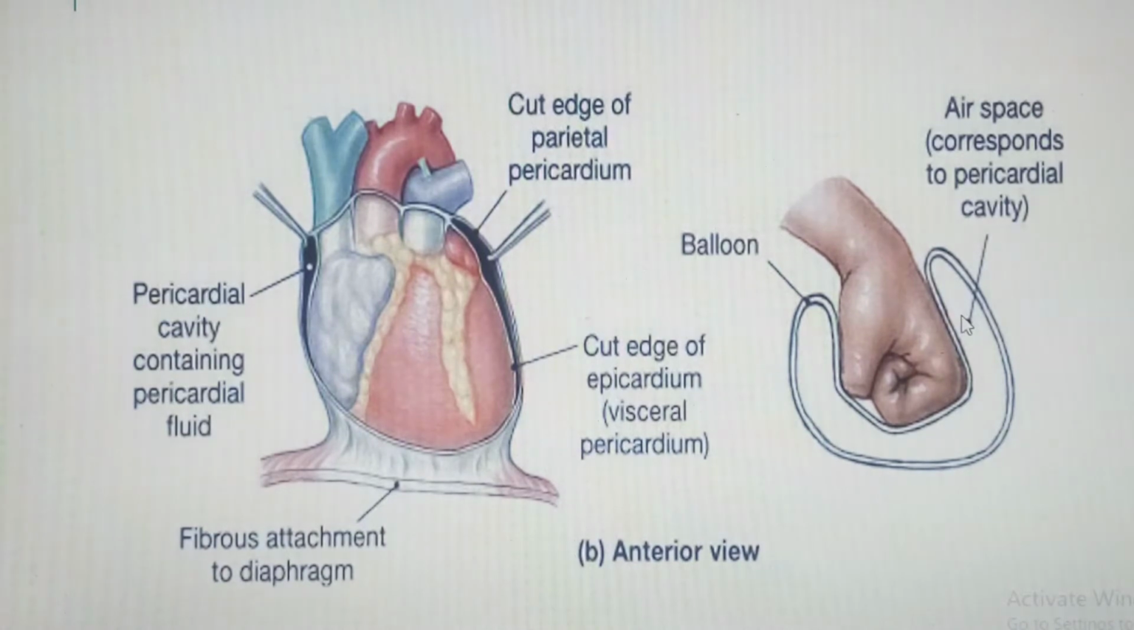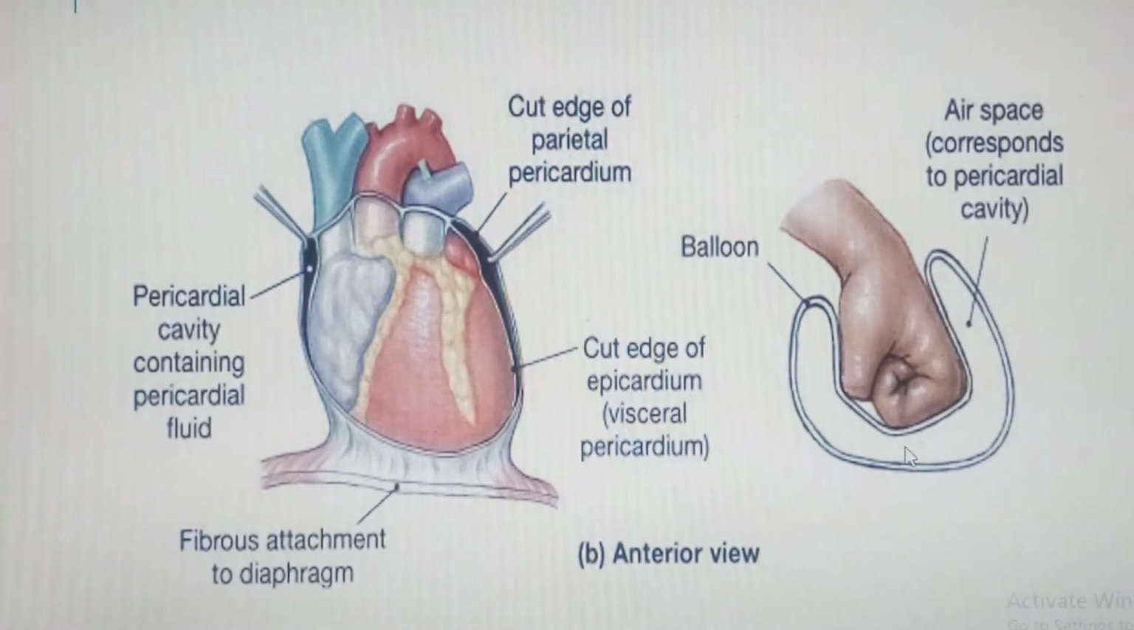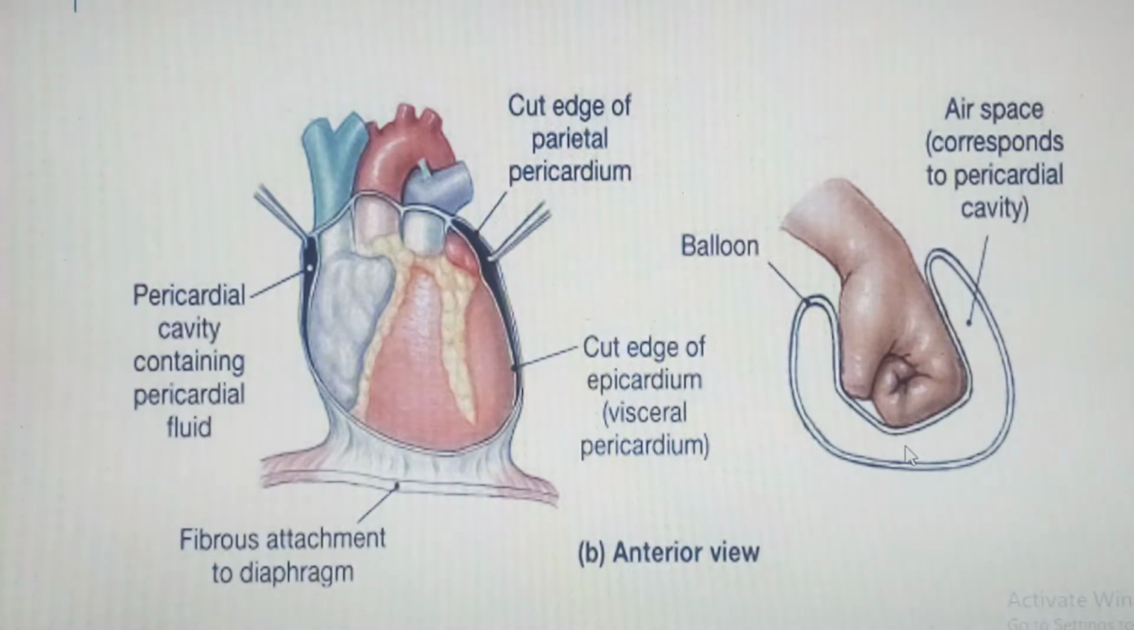So then, what is the function of this serous membrane, the serous pericardium? It's going to secrete this pericardial fluid that we are talking about, so that we can minimize friction as far as the heart movement is concerned. It's also going to be important in shock absorption. So these are some important bits of information that we have to understand regarding the pericardium.